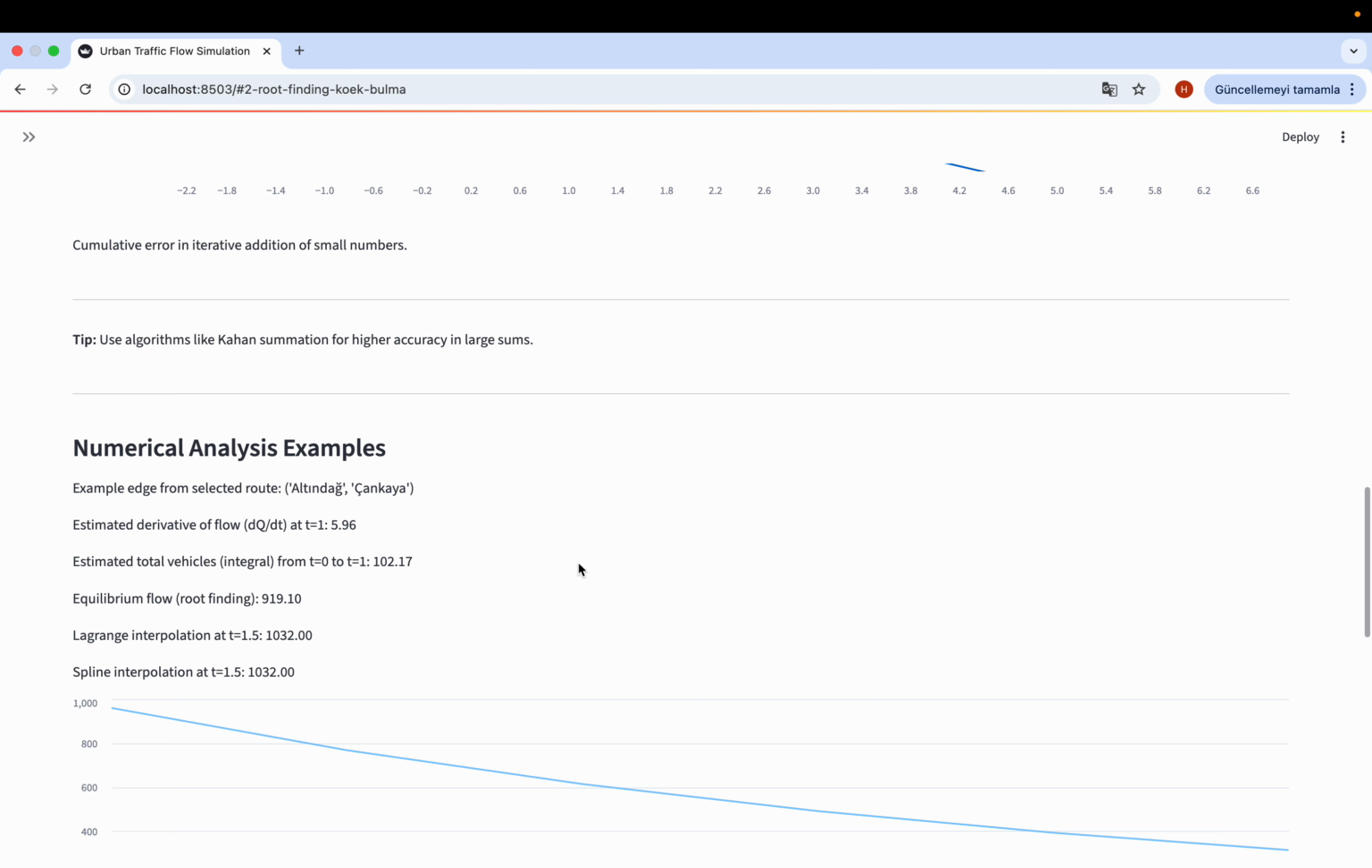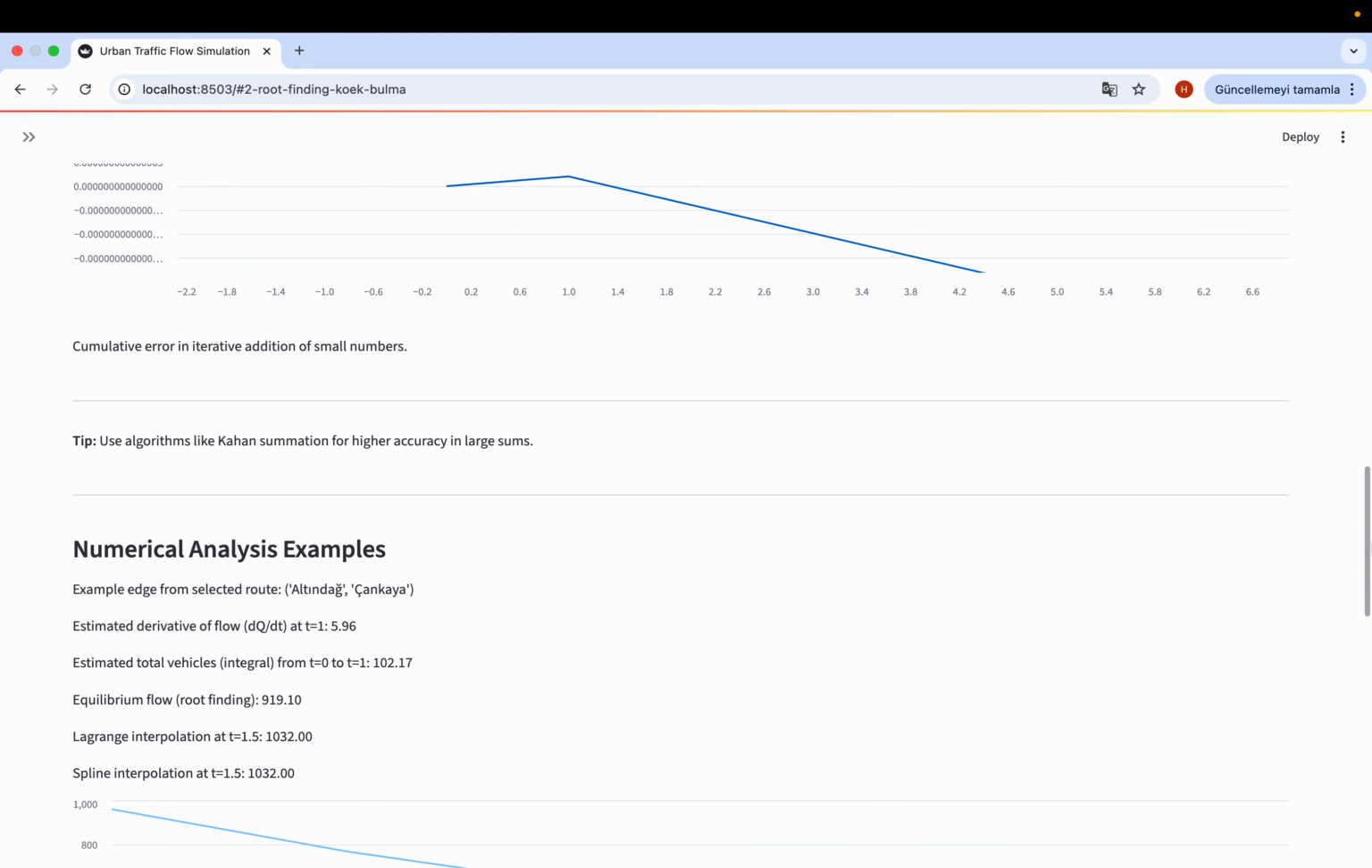Numerical analysis examples. An example from the selected route from Altindag to Cankaya: estimated derivative of flow, and integration at 5.196. An estimated total vehicles integral from 0 to 1, hundreds of 2.17, and route finding 919.10. Lagrange interpolation at 1.5 and 1000, and 32.00. Spline interpolation at 1.5 and the same numbers.